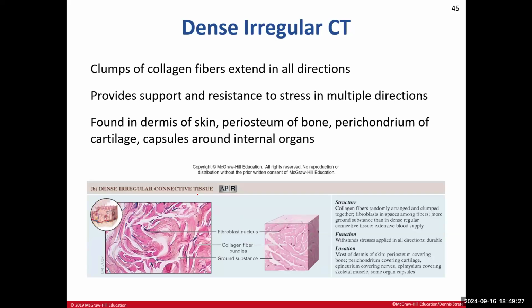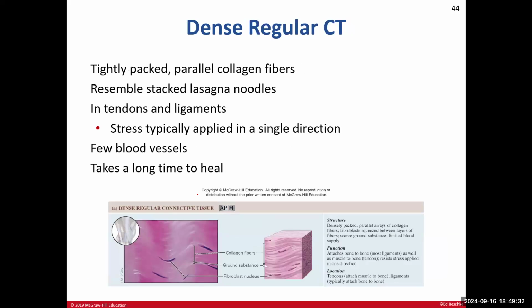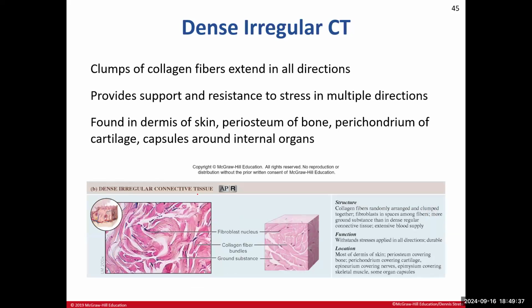All right, the next type is the dense irregular connective tissue. And now look, we've gone from having this nice uniform presentation of our collagen to now it's just these clumps, these swirling, twirling clumps. The advantage that dense irregular connective tissue has over dense regular connective tissue is that it can handle multi-directional stretches. So you've got a pretty significant amount of dense irregular connective tissue in your skin. You can take your skin and pull it in a bunch of different directions and it can handle that.